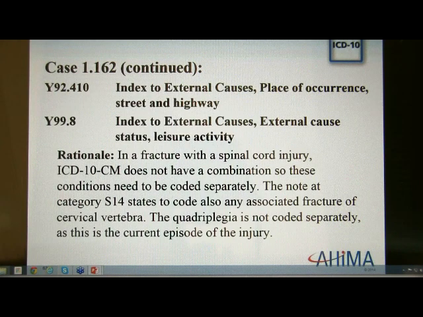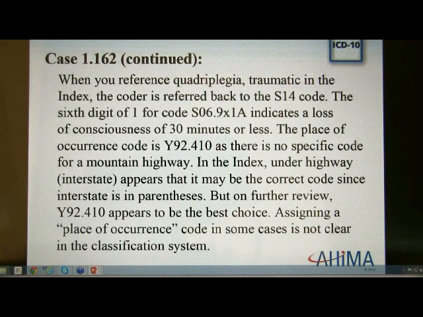So, fracture with spinal cord injury, we don't have combination codes there, so we're going to have 2 separate codes for that. S14, our code there, also stated that if there was any associated fracture, to code that as well. And then quadriplegia is not coded separately as it's the current episode of the injury. If you were to try to go look these codes up in the coding books, you would kind of be bounced around the index as it pushed you to and from the correct codes or codes that you need in order to build that out.